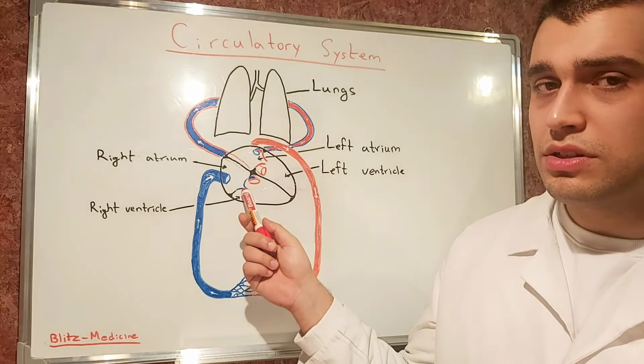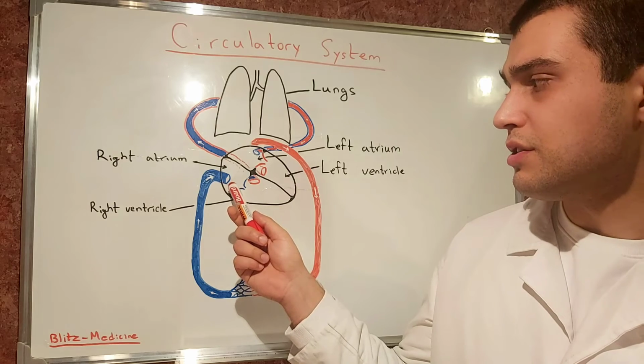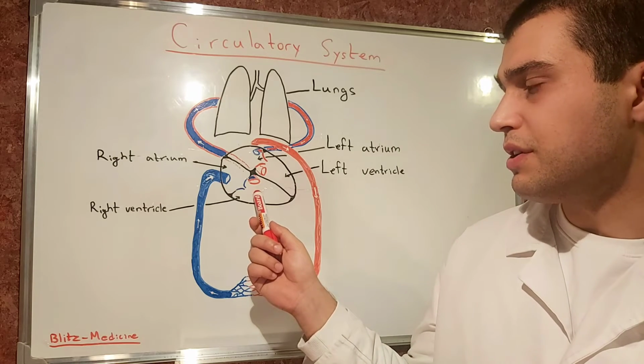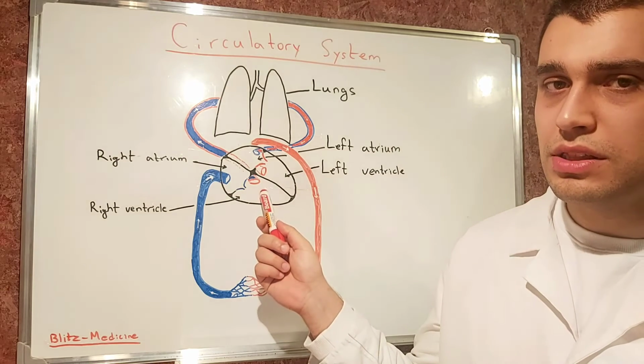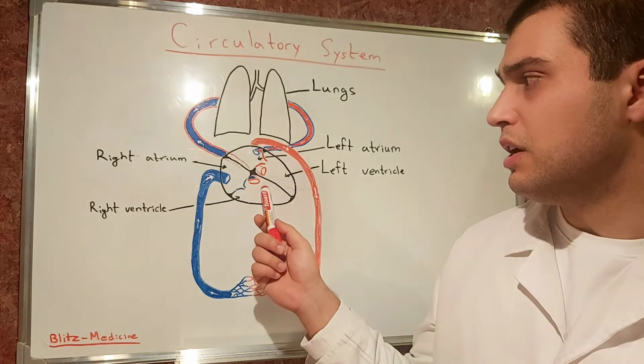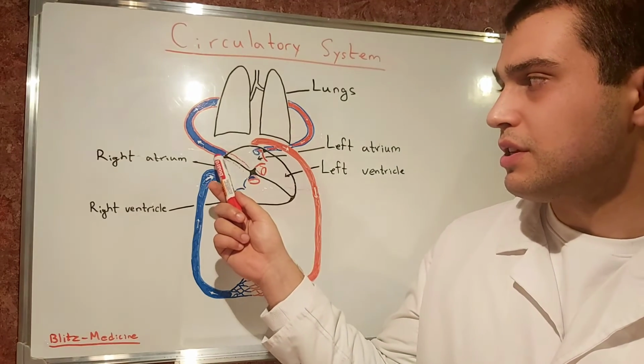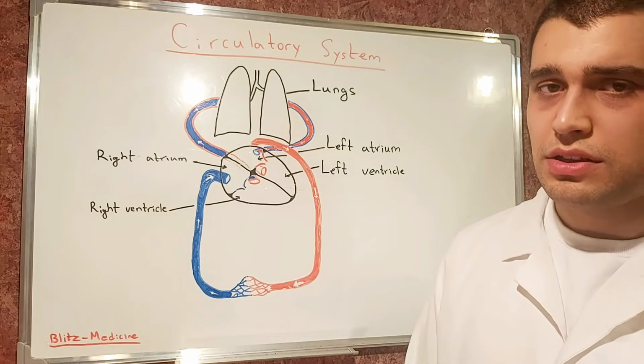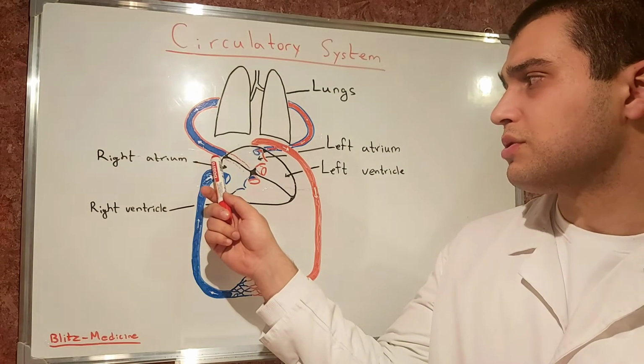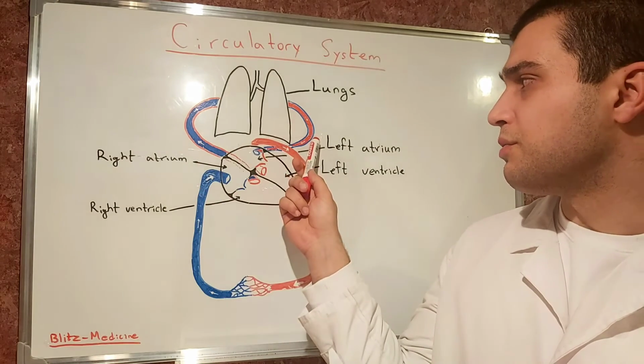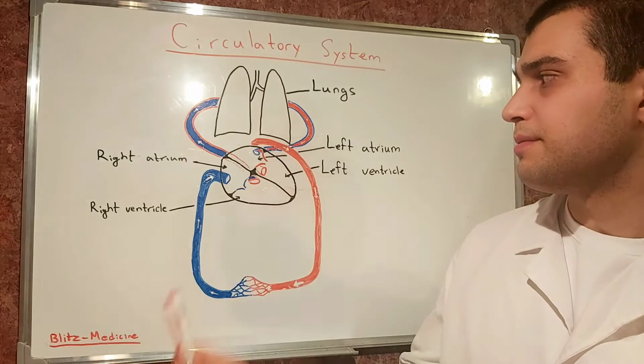Tricuspid valve opens and blood goes from the right atrium into the right ventricle. Right ventricle contracts and blood goes from the right ventricle into the pulmonary arteries and to the lungs. It's a paradox, but into the pulmonary arteries flows venous blood, and into the pulmonary veins flows arterial blood.